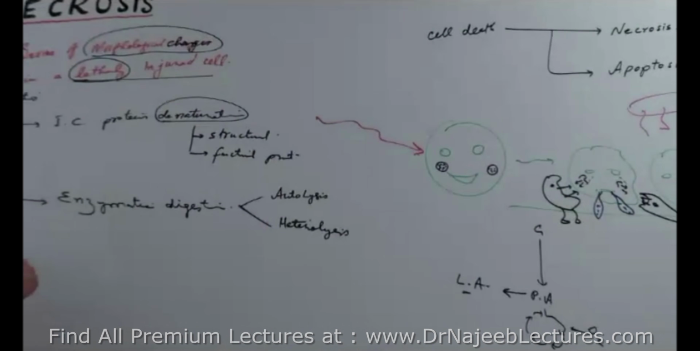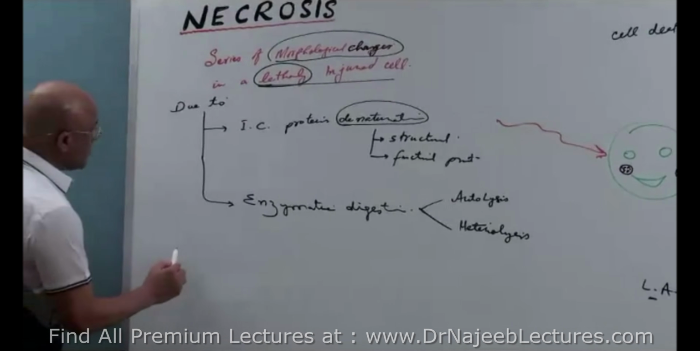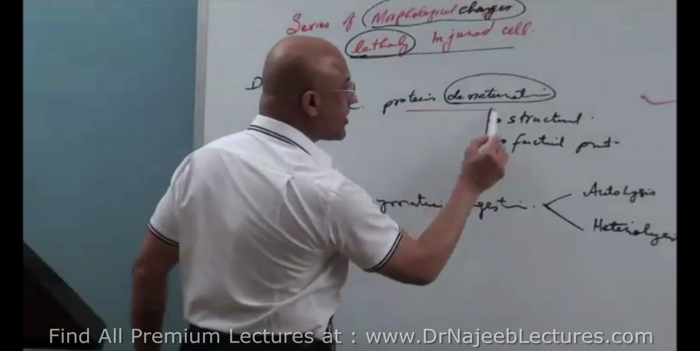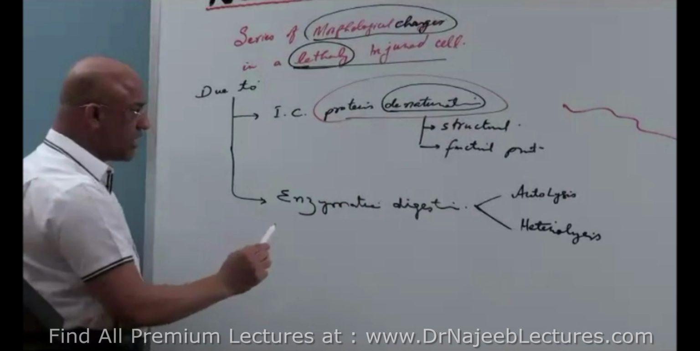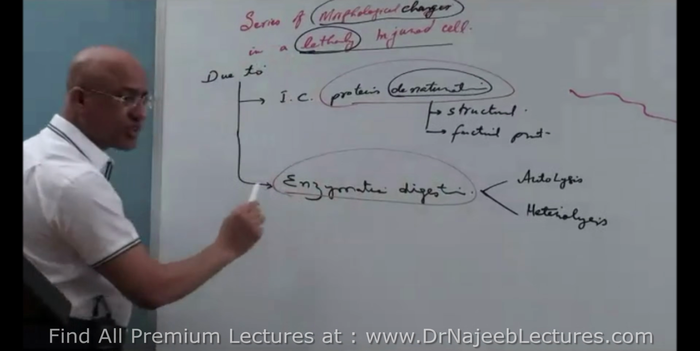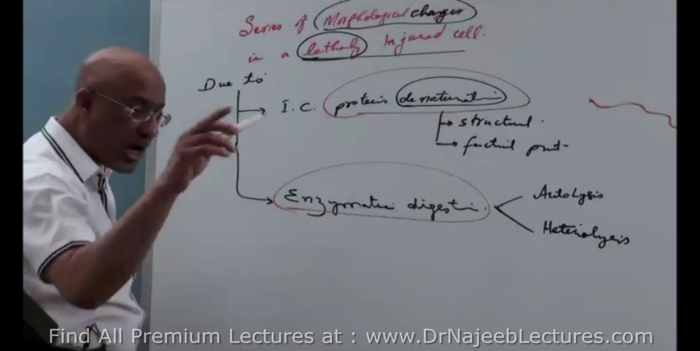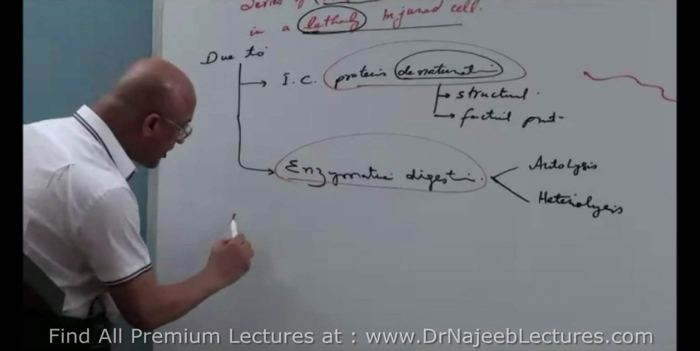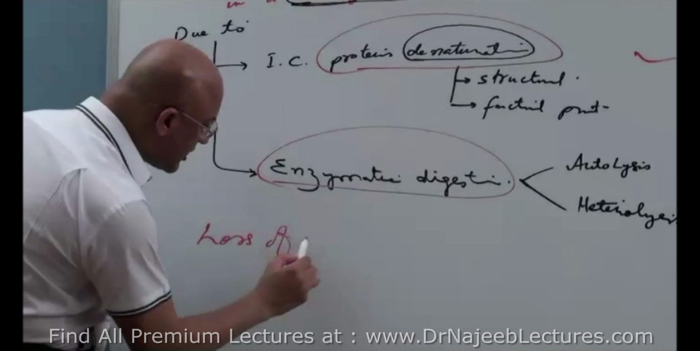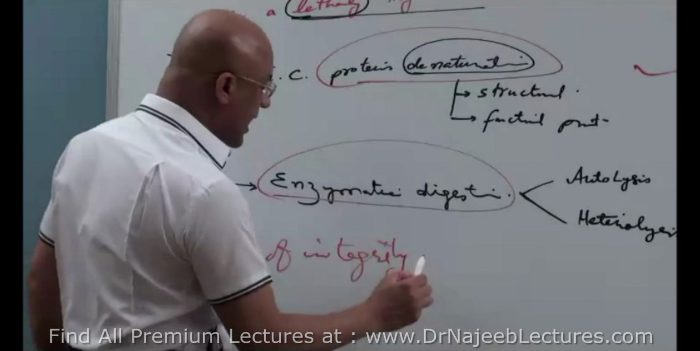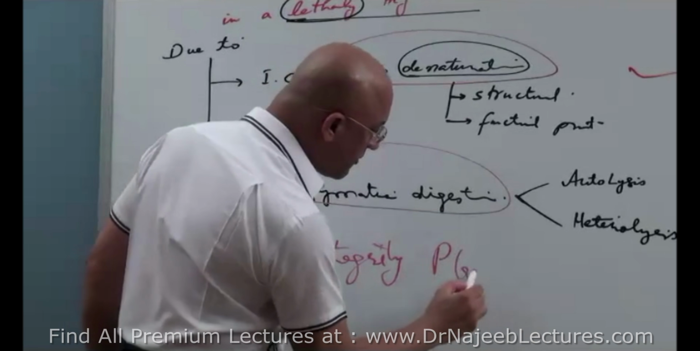So now we can say that more morphological changes occur. Number one, morphological changes occur due to protein denaturation. Secondly, they occur due to enzymatic digestion. Thirdly, morphological changes in necrotic cells and around their tissue occur due to loss of integrity of the plasma membrane of necrotic cells.